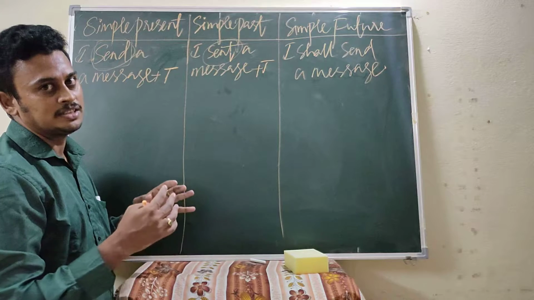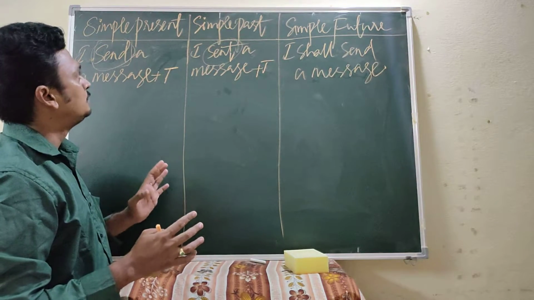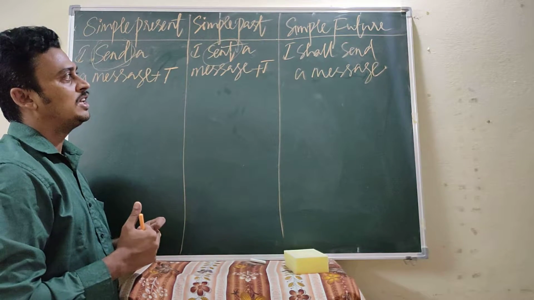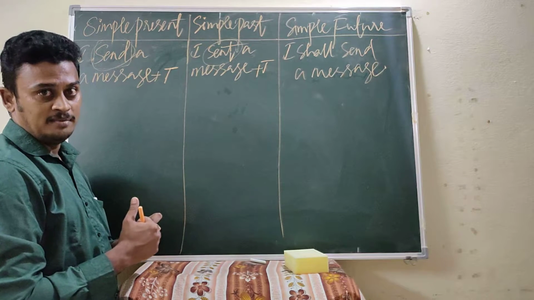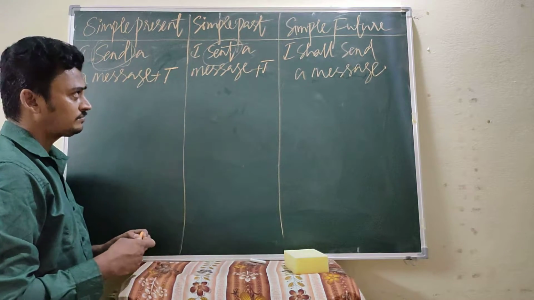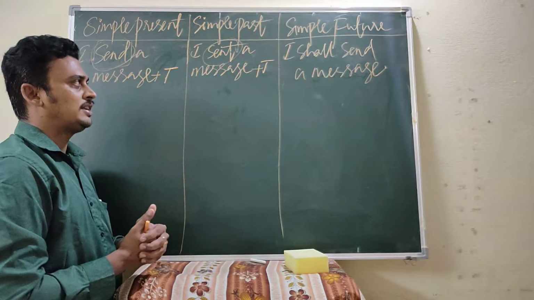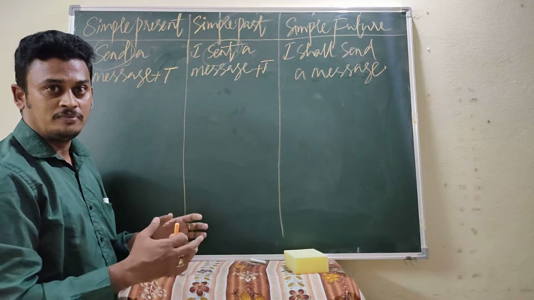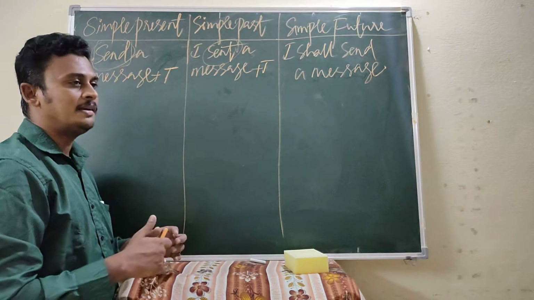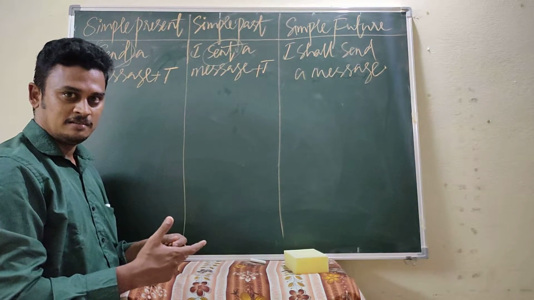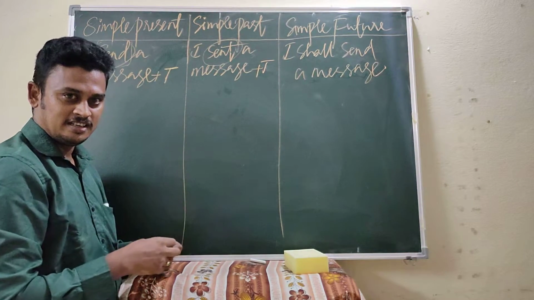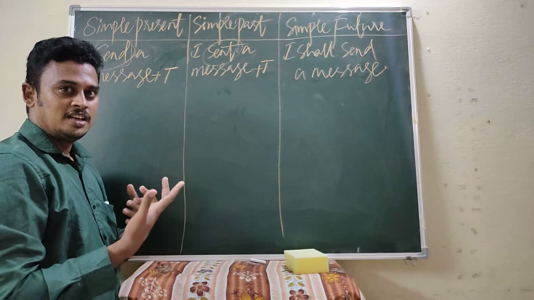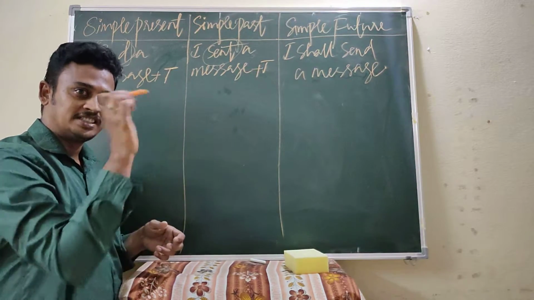So what we find in this class is that whenever you use simple present tense, past tense and future tense, the time indicator has to be used. That is a very important point which we understand. And simple future tense: I shall send a message. These are the two helping verbs we find, shall or will. I shall send a message to my parents by next year. By this time tomorrow, I shall send a message to my friends. By this time, you can say that.